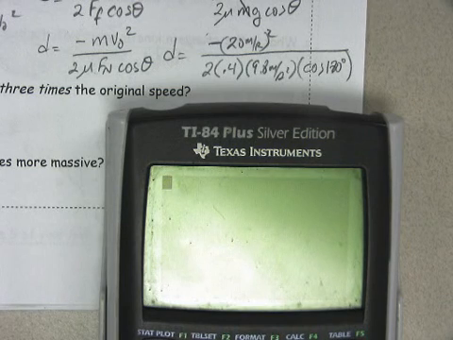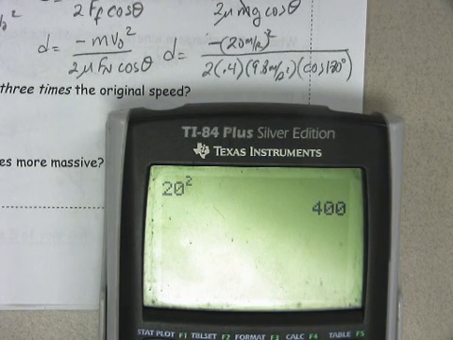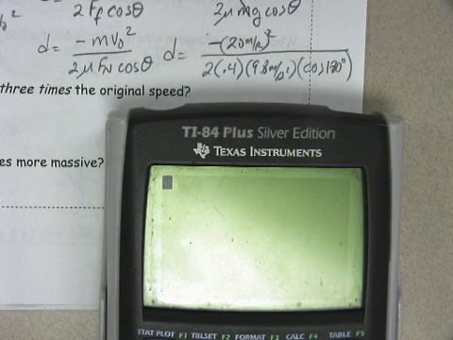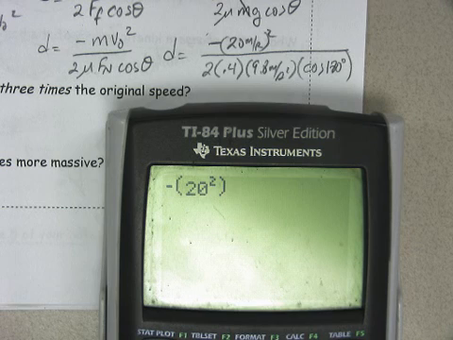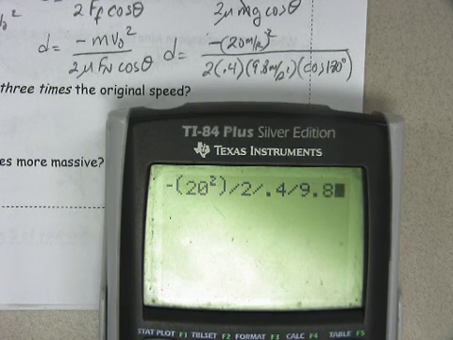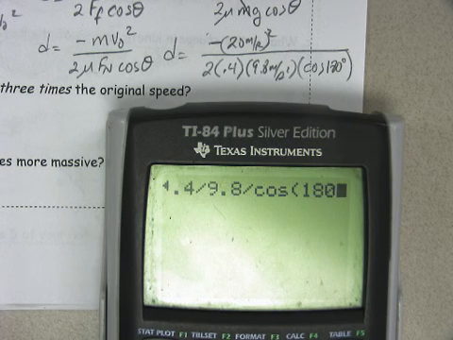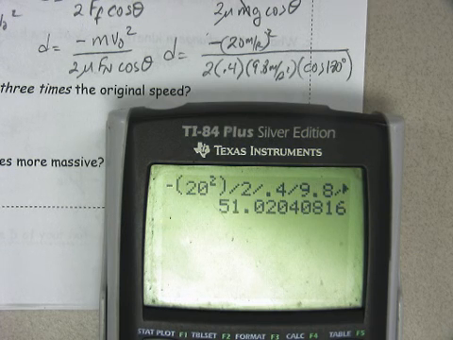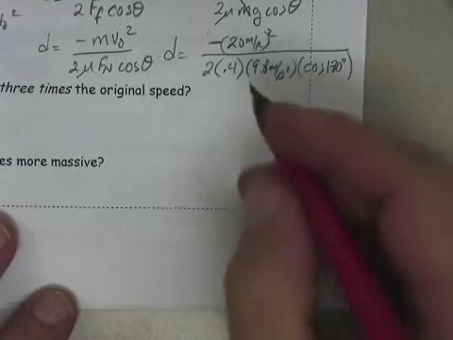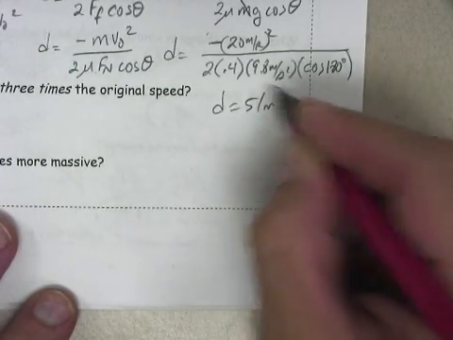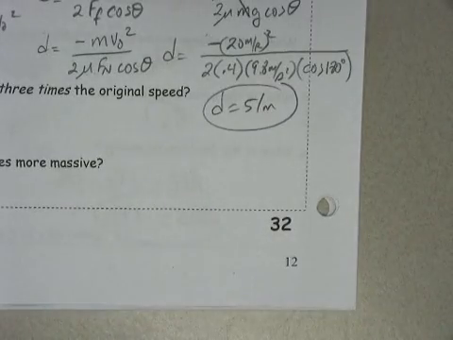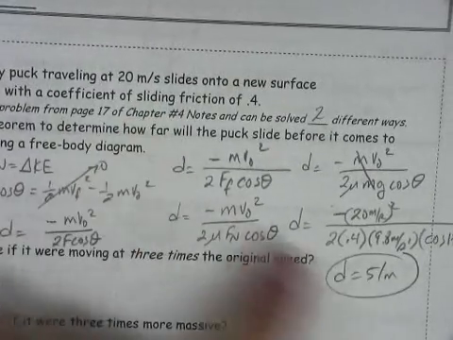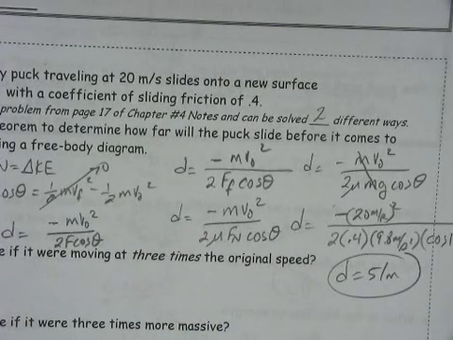So we're going to go 20 squared. All right, now I'll do it right: negative 20 squared. Make you feel better, include the negative. Then I'm going to divide by 2, divide by 0.4, divide by 9.8, and then divide by cosine of 180. And there it is, 51. So it'll take 51 meters to bring it to rest. And if you go back to chapter number 4 and look that up, it took about 51 meters as well. Very good. We did it.